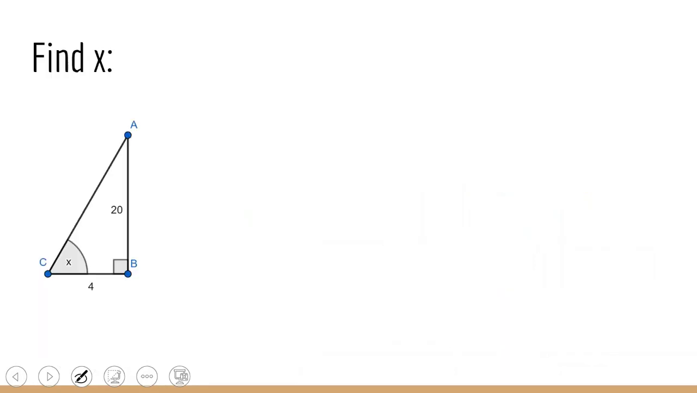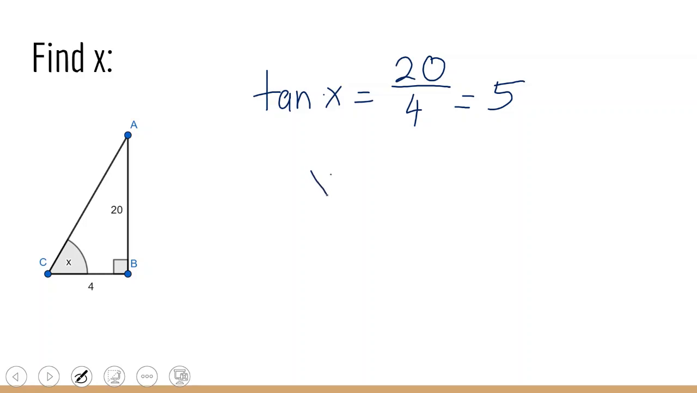So let's try a basic example. Here we have a right triangle. We're given two sides and we need to find the missing angle x. Firstly, looking at it, we can see we know the opposite and adjacent, so we'll be using tangent of x. Tangent is the opposite over adjacent, which in our case is 20 over 4, which is equal to 5. Now I'm going to need to find the inverse of tan 5.